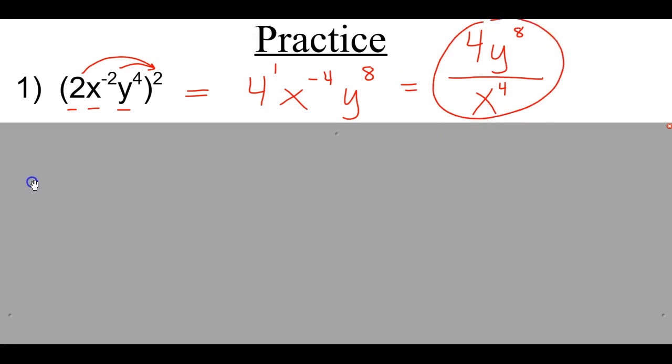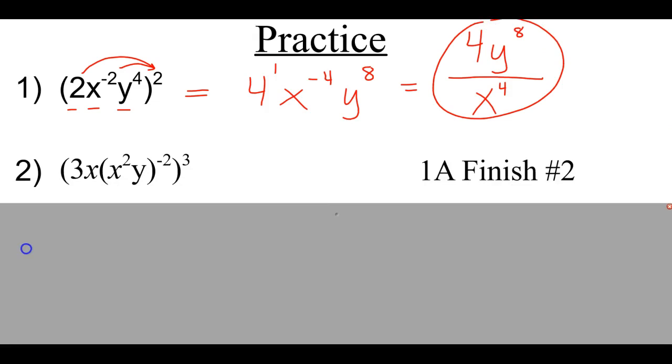All right, last one for today. Go ahead and do example number 2 on your own. Give that a try.